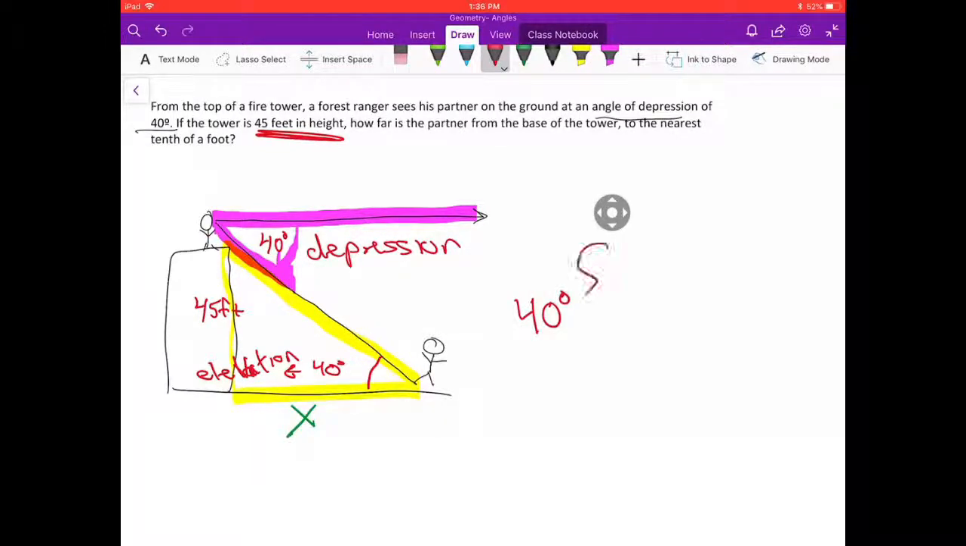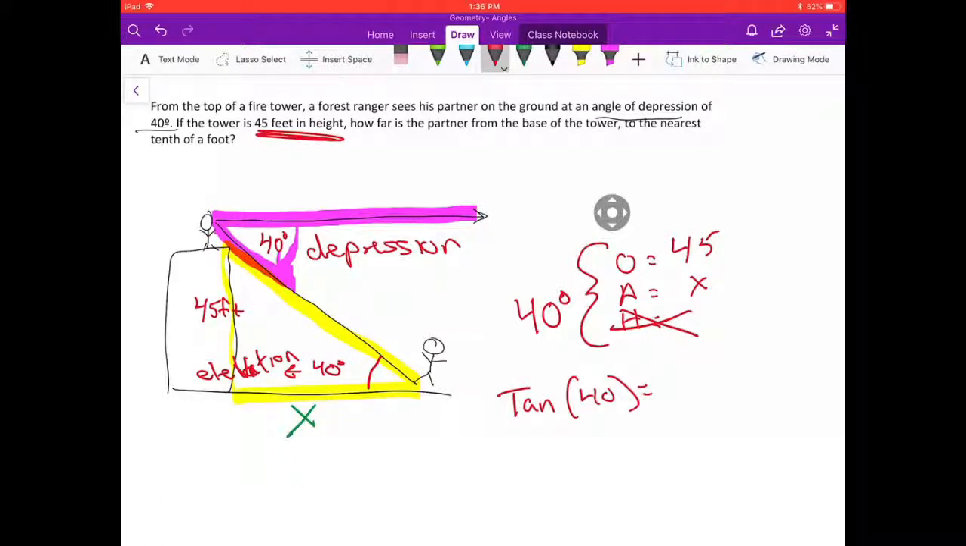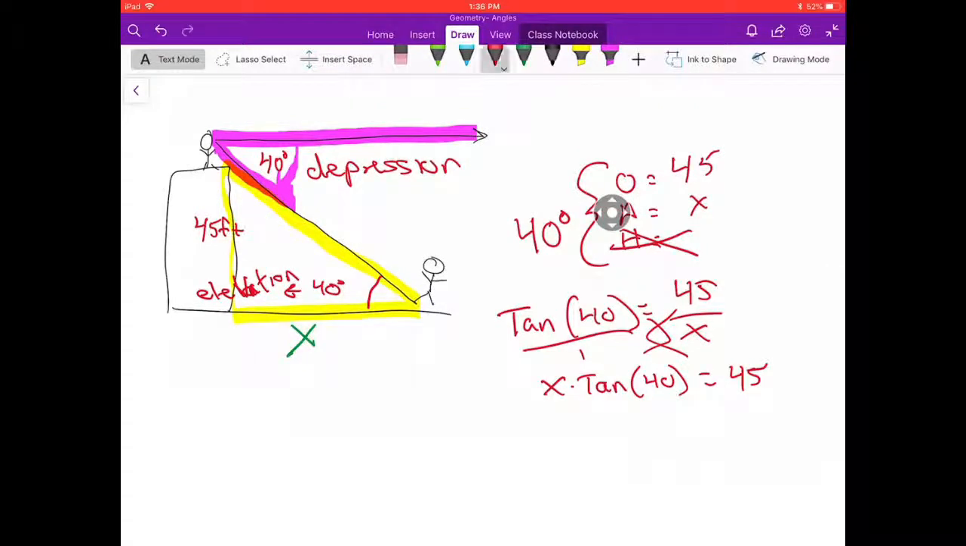We got 40 degrees. We're going to find our O, our A, and our H. Our O is 45. Our A is x. And we don't have our hypotenuse. So it's tan of 40 equals 45 over x. Cross multiply here. x times tan of 40 equals 45. Now this one requires one more step. We have to divide by the tan of 40 on both sides so that we can get x by itself.